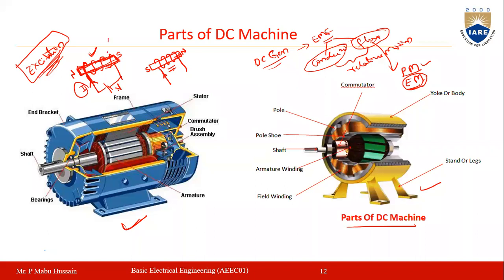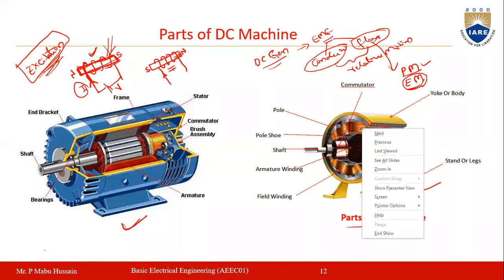Generally in a DC generator, these electromagnets will be used as fixed terminals. See here, these are the poles. On the pole, some winding is wound here. This is called the electromagnet.